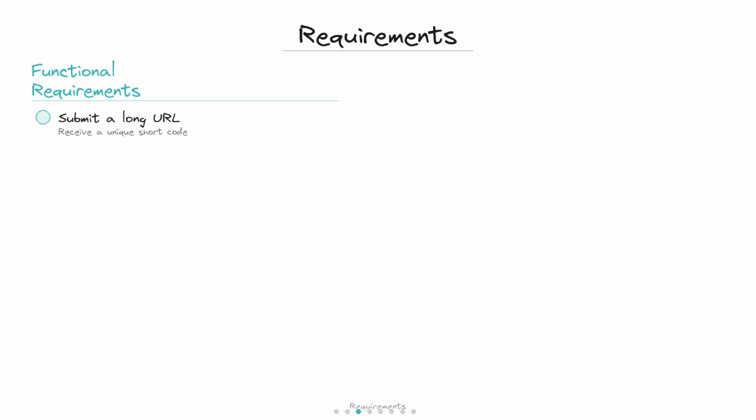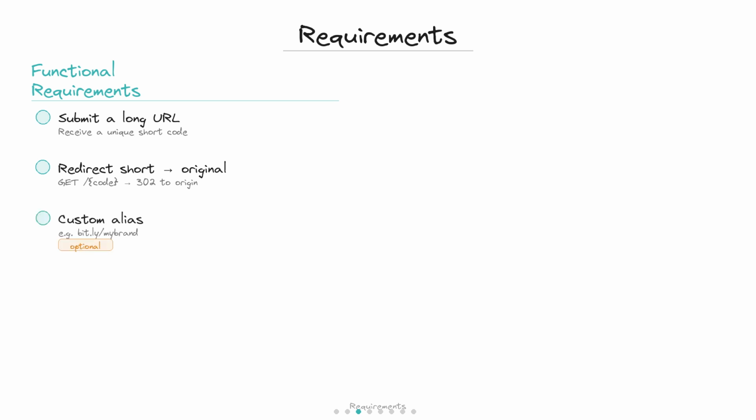First, a user can submit a long URL and receive a short URL in return. That's the primary feature. Everything else supports it. Second, anyone with a short URL can be redirected to the original long URL. This is the read path, and it's by far the most trafficked operation in the system.